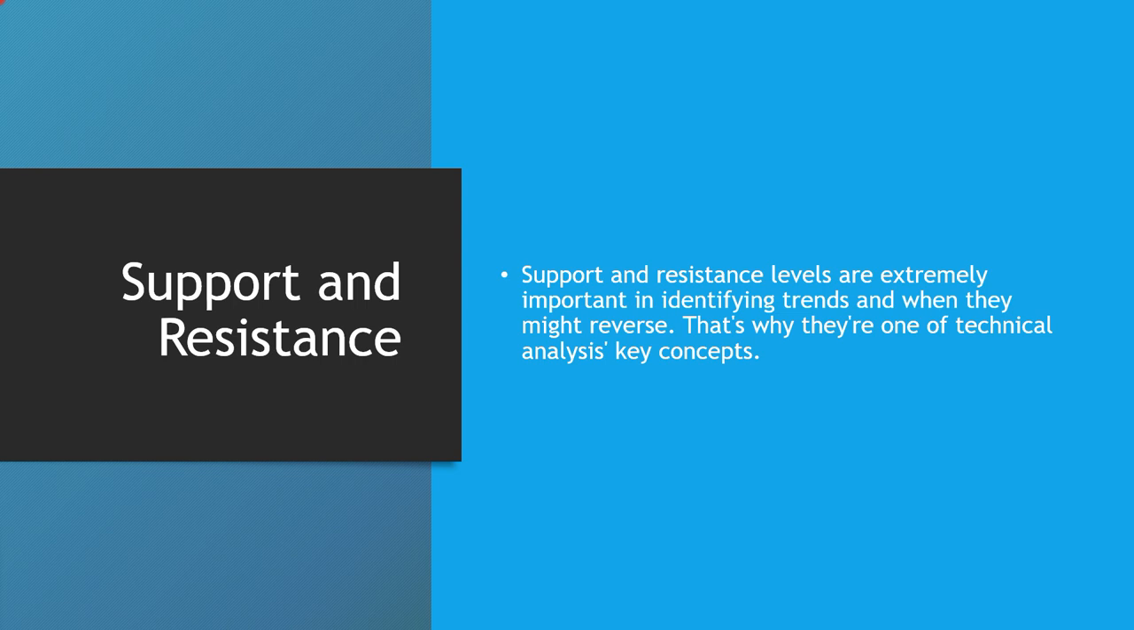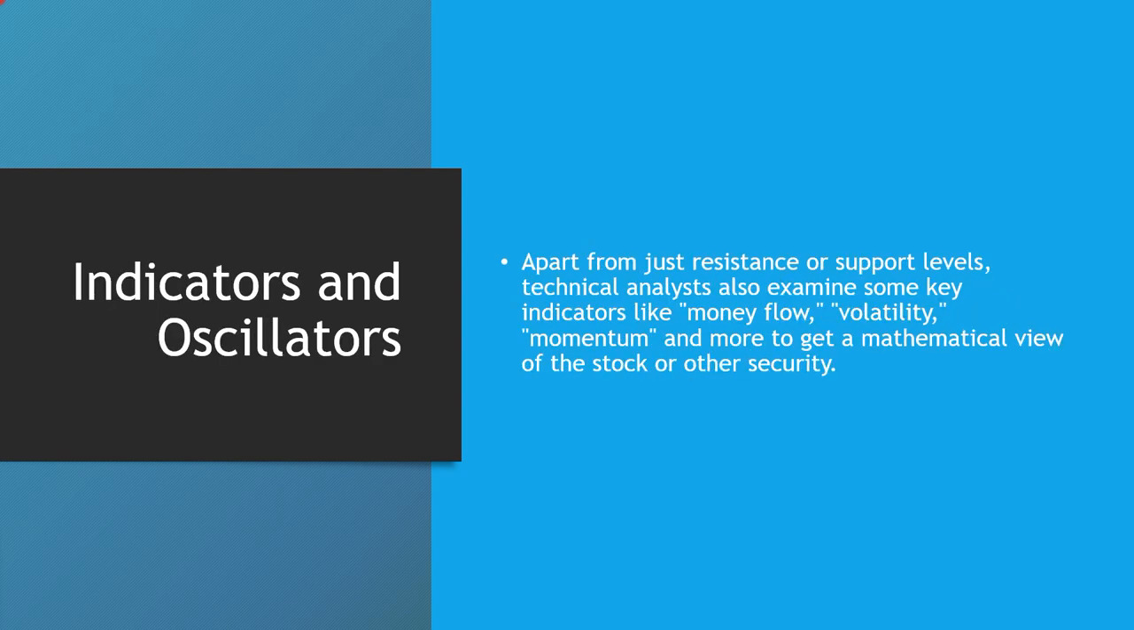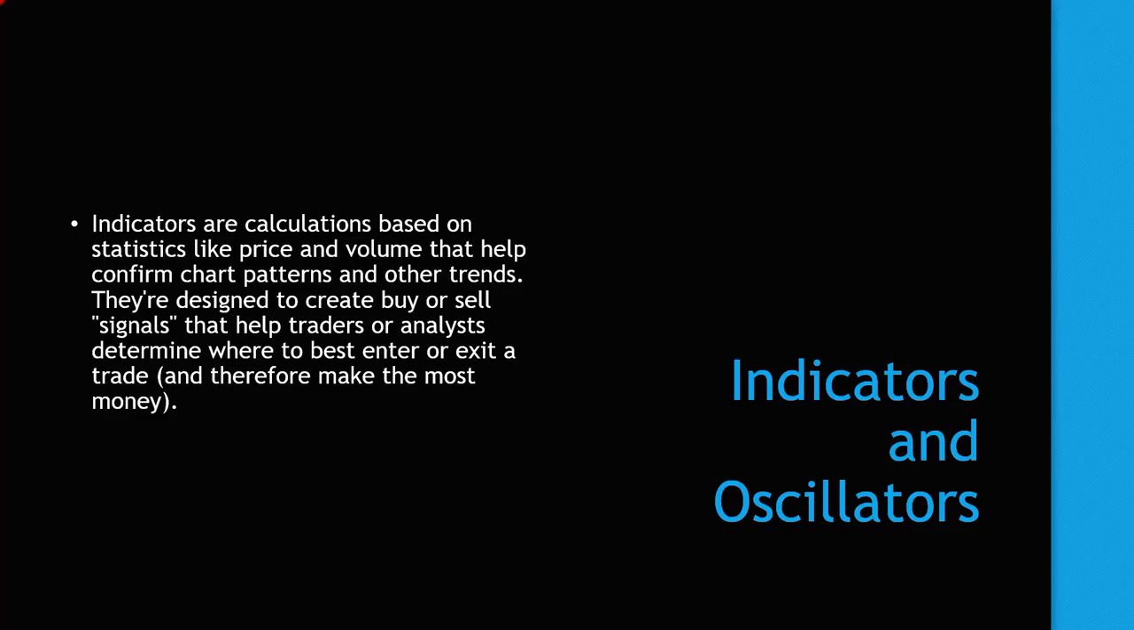Support and resistance levels are extremely important in identifying trends and where they might reverse. Then we come over to what a lot of people think is all technical analysis, and that's the sector of indicators and oscillators. So apart from just resistance and support levels, technical analysts also look at some key indicators like money flow, volatility, momentum, and more to get mathematical views of how a stock or other security might move.